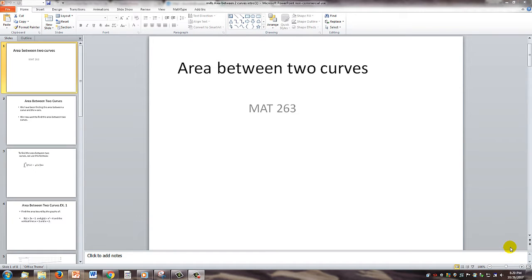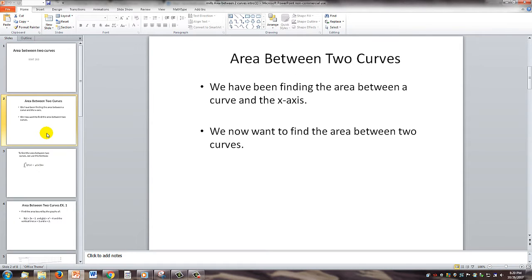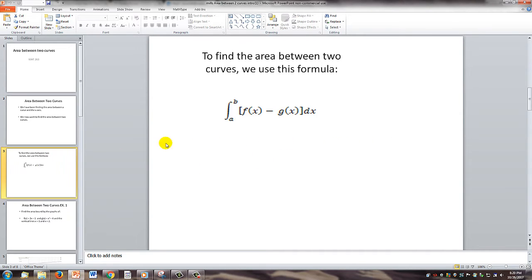This section is on area between two curves. We've been finding the area between a curve and the x-axis using FTC, the Fundamental Theorem of Calculus. What we now want to do is find the area between two curves. And so we have this formula to find the area between two curves.